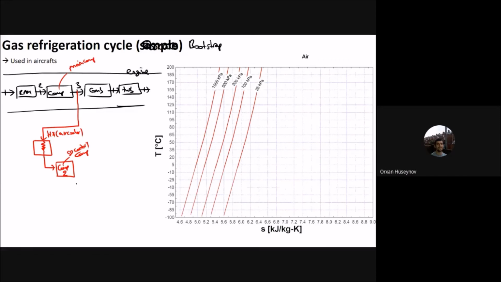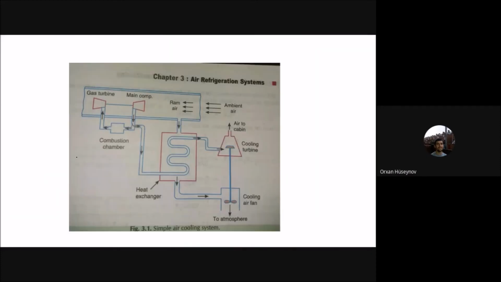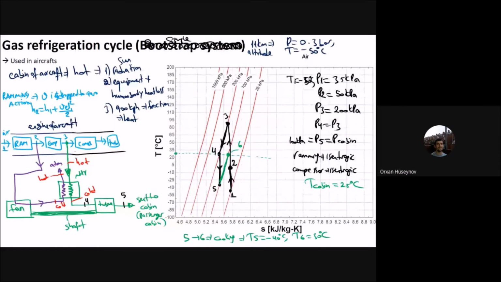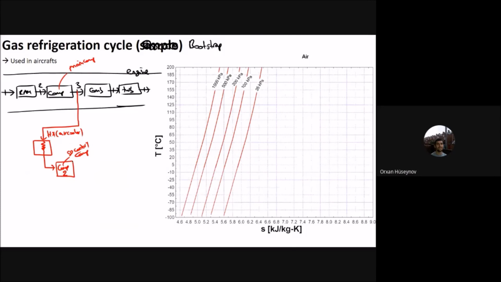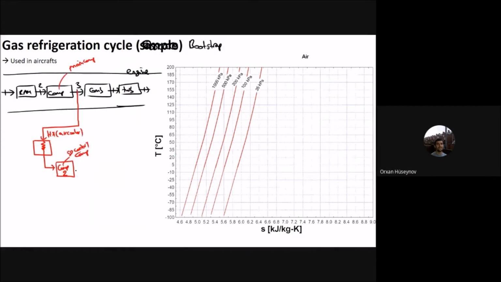These are just names, it's not so important. And you can see the similarity here. In the previous case, it was compressor, heat exchanger, and the turbine. Now, instead of the fan, I have compressor 2 here. So you can see the similarity.